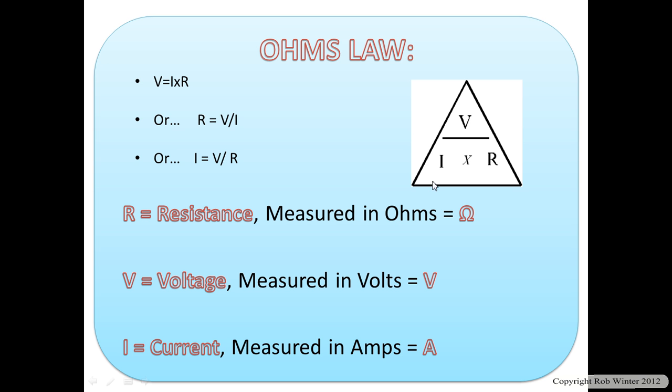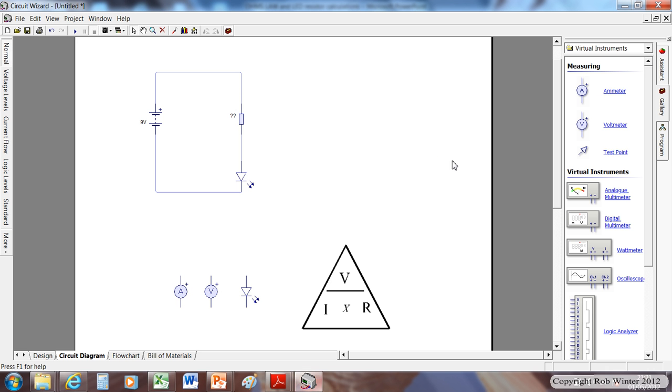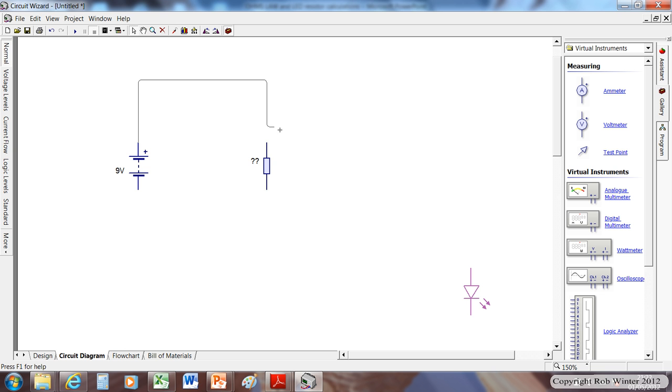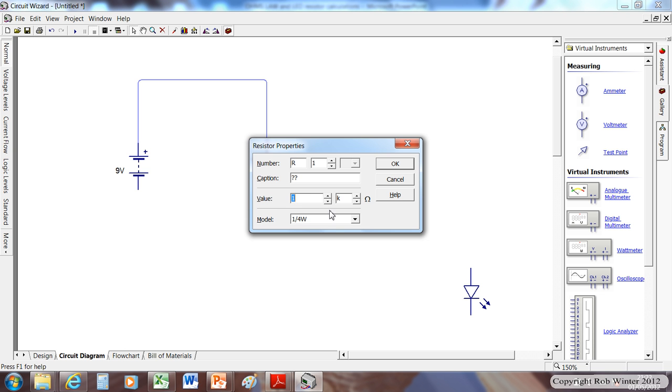I'm going to put it into practice and prove it to you and show you using Circuit Wizard now. Okay, so just ignore what we've got here for a second. I'm going to make a really simple circuit, the most simple circuit I could make. I've got a battery here, which is 9 volts, and I've got a resistor. I'm going to make that a 10k resistor.